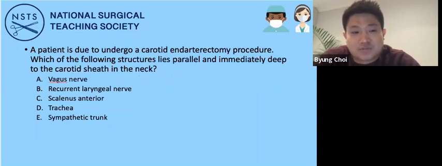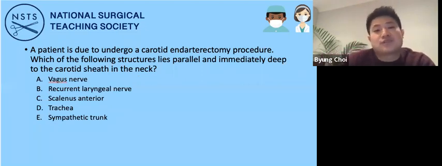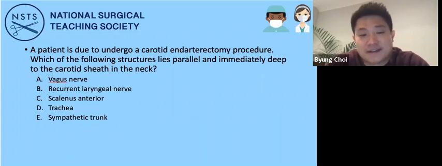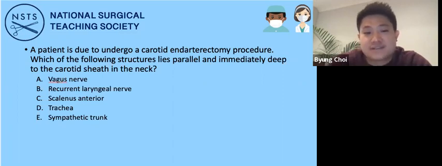So moving on to this one. A patient is due to undergo a carotid endarterectomy procedure. Which of the following structures lies parallel and immediately deep to the carotid sheath in the neck? So A, vagus nerve, B, recurrent laryngeal nerve, C, the scalene anterior muscle, D, trachea, or E, sympathetic trunk. So I'll give you another about 30 to 40 seconds on this one.